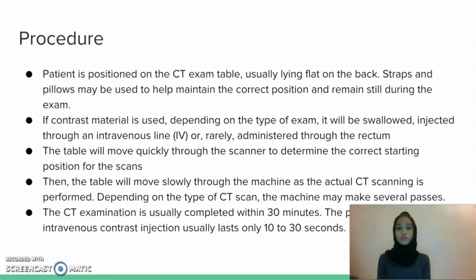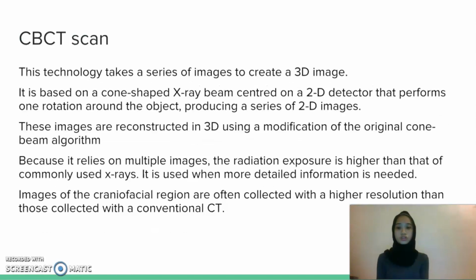The table will move quickly through the scanner to determine the correct starting position for the scans. Then, the table will move slowly through the machine as the actual CT scanning is performed. Depending on the type of CT scan, the machine may take several passes. The CT examination is usually completed within 30 minutes. The portion requiring intravenous contrast injection usually lasts only around 10 to 30 seconds.